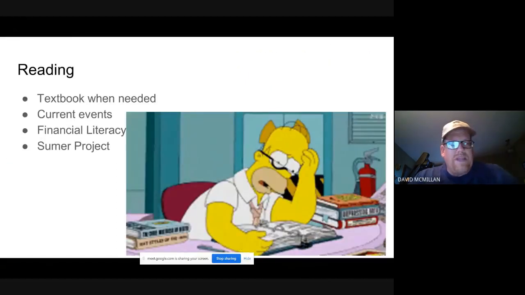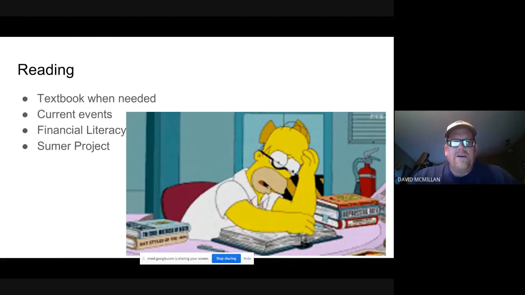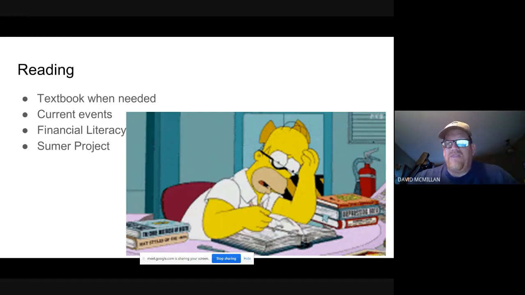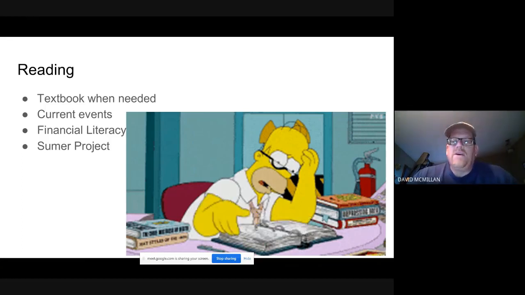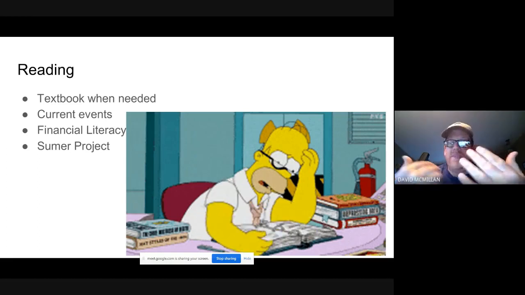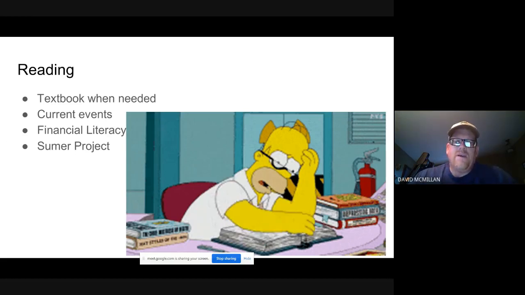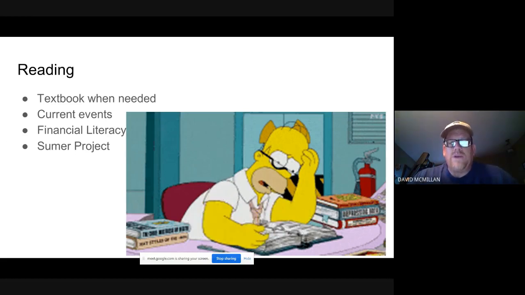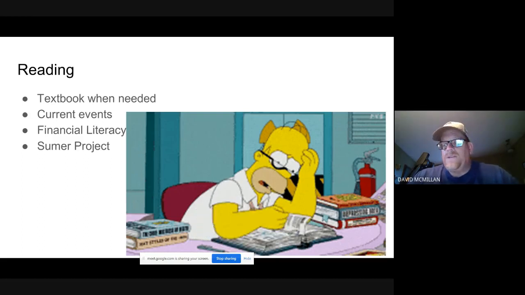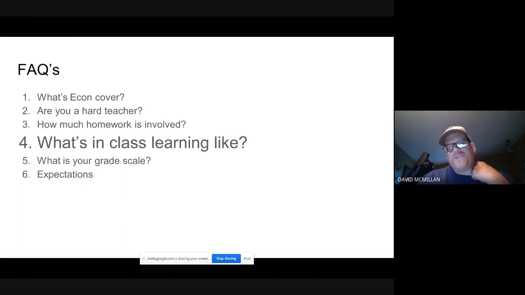Reading, everybody else wants to know about the reading. Textbook reading when needed, but it's not super heavy because textbooks for economics can be very thick and cumbersome. All right, this is more about us doing hands-on stuff. You're going to read current events and newspaper articles. All right, you're going to receive financial literacy. If you want to succeed in this world, you have to read. All right, plain and simple, short and sweet. If you want to be a success, you have to read and you have to apply yourself. So speaking about reading, your summer project is going to be reading a book, and we'll get to that here shortly.